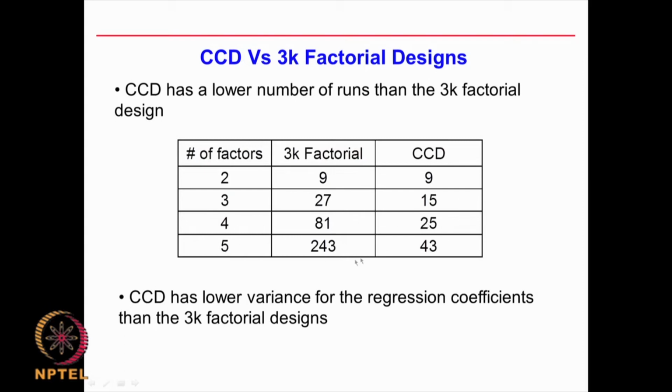5 factors, 3 raised to the power 4, that is 243 experiments, whereas I get 43 experiments in CCD. So the number of experiments goes down dramatically. It has lower variance because I am looking at different levels of each of these factors. Of course, I can go to a fractional factorial of this, and we will look at the number of experiments as we go along, when we do a fractional factorial of 3^k.